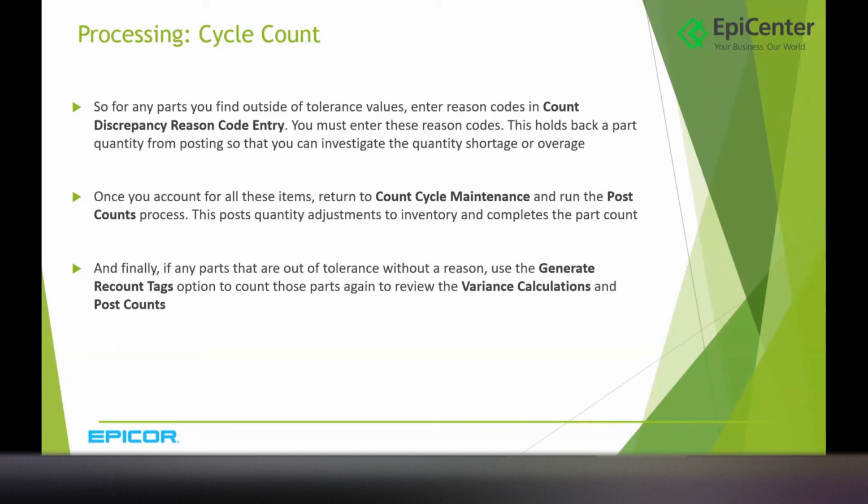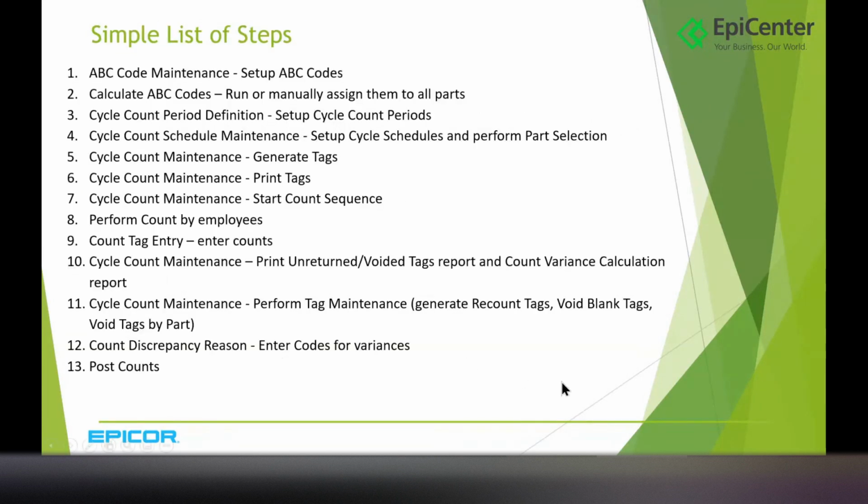And the simple steps of all of this that I talked about, lucky 13. There's probably a few more in there, but we're going to stick with 13. So ABC code maintenance, you set up your ABC codes. You calculate your ABC codes. You create a cycle count period definition. Then you create the scheduled maintenance. Then in cycle count maintenance, you're ready to do counting.